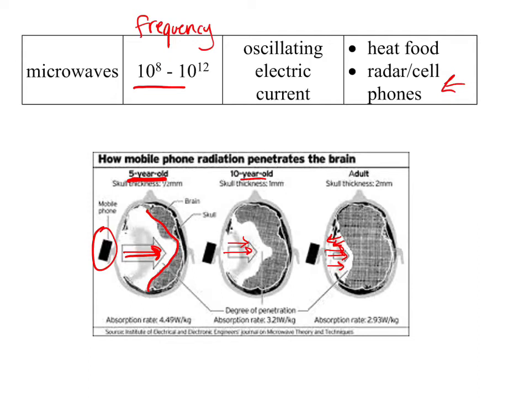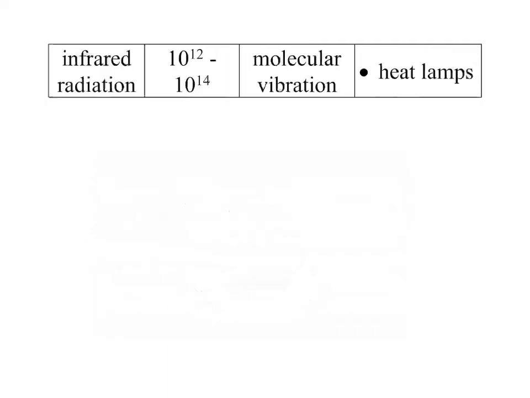But cell phones, things like that for really young kids, is not great. So you shouldn't have a cell phone until you're a bit older. But it's okay because nobody talks on cell phones anymore anyways, right? All right, and then we have infrared radiation. That's 10 to the 12 to 10 to the 14. So again, this is frequency.